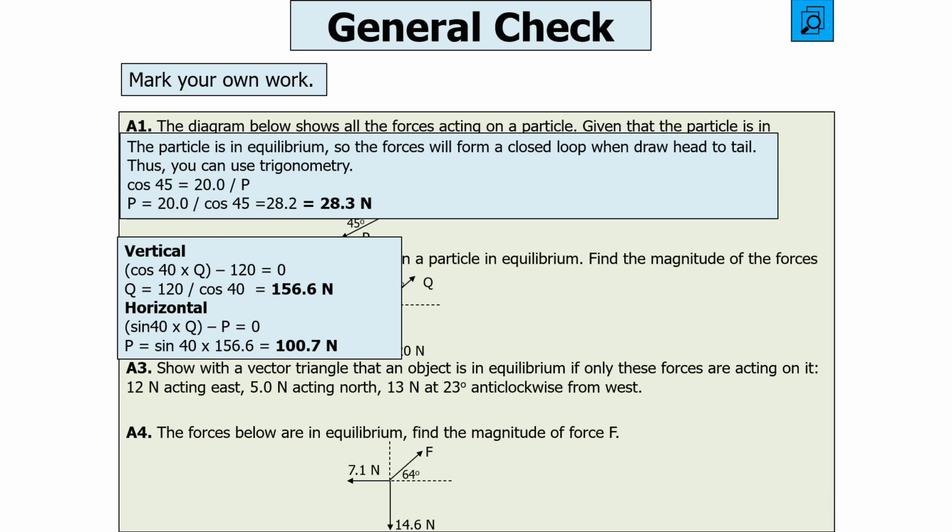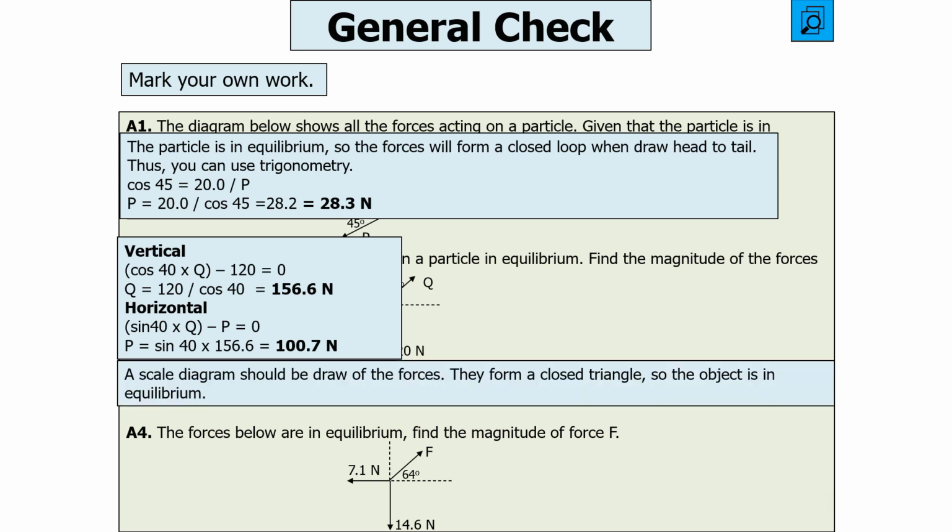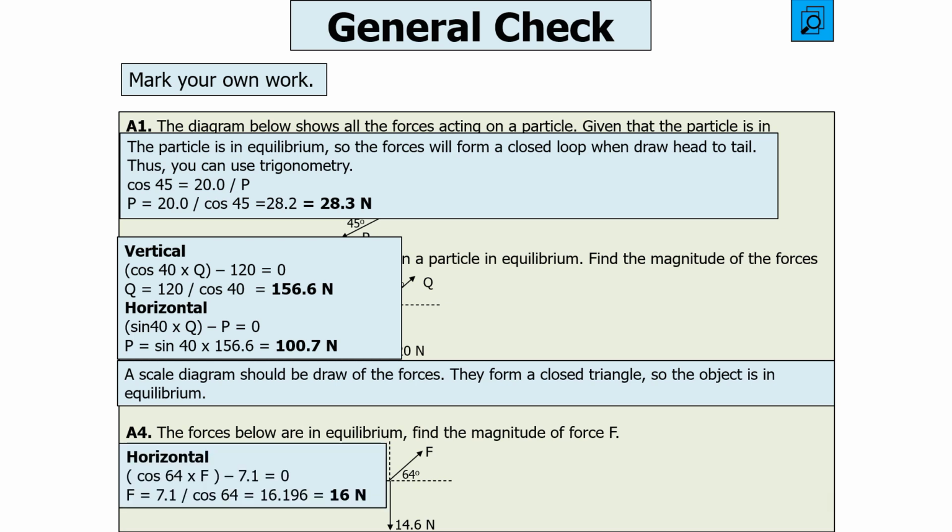Now in this next one, we will draw a scale diagram, so drawing your 12 newtons, 5 newtons, 30 newtons to scale. Because it's in equilibrium, it should form a closed triangle, because that's what objects do when they're in equilibrium. Now for the last question, again, you're going to have to resolve horizontally for F. So you can see the horizontal component of F is going to be equal to 7.1 newtons. And you can work it through like that, so you get your answer to be 16 newtons.